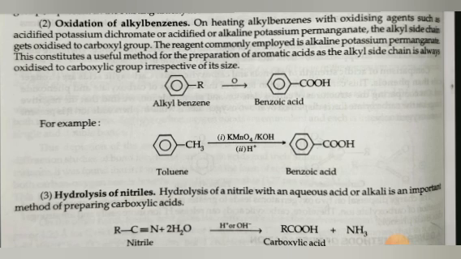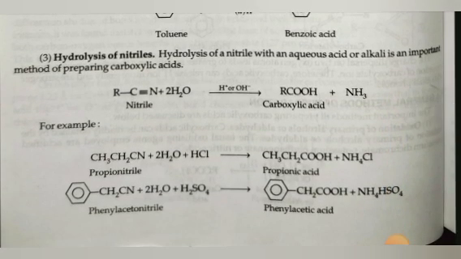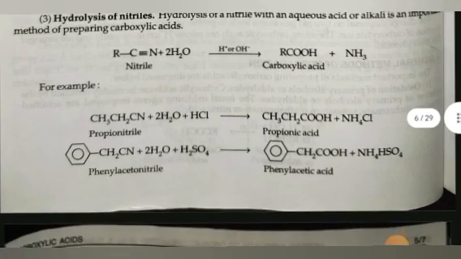For example, toluene in the presence of KMnO4/KOH and second H+ gives rise to benzoic acid. Third is hydrolysis of nitrile. Hydrolysis of nitrile with an aqueous acid or alkaline is an important method of preparing carboxylic acid. For example, nitrile plus 2H2O gives rise to carboxylic acid plus ammonia. For example, propionitrile plus 2H2O plus HCl gives rise to propionic acid plus NH4Cl, or phenyl acetonitrile plus H2SO4 gives rise to phenyl acetic acid plus NH4HSO4.